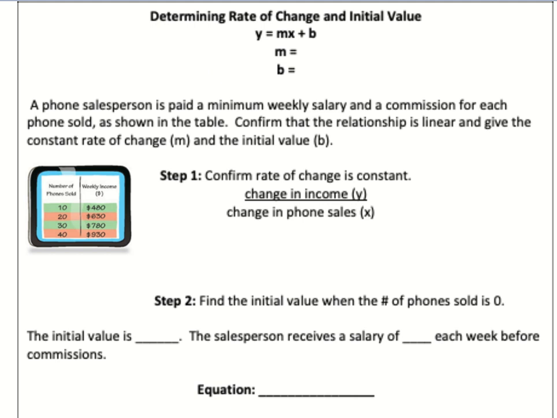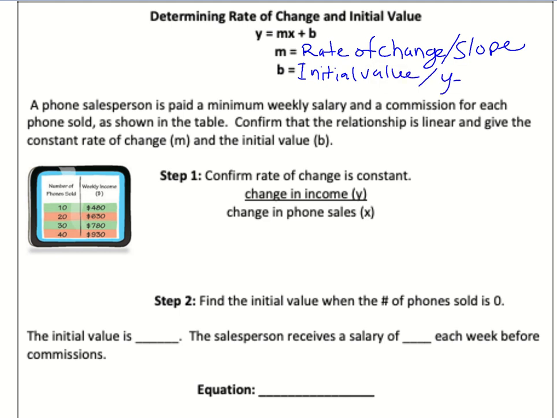All right, so we are going to determine the rate of change and the initial value, and write an equation for this situation. So we have y equals mx plus b. M is our rate of change, which we also call our slope. And b is going to be our initial value, which we also call our y-intercept.